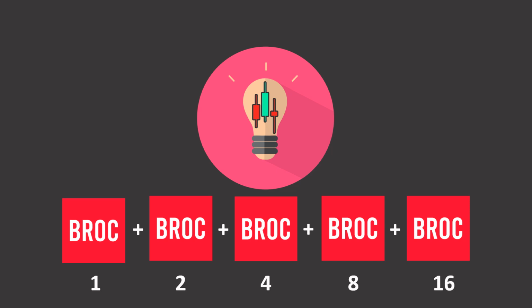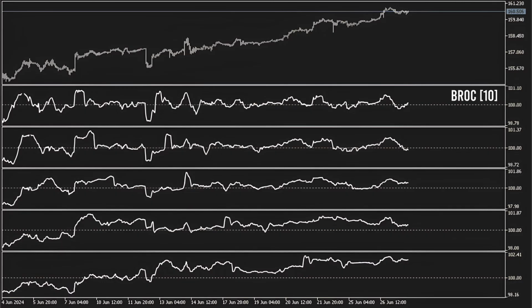The 5 indicators differ from each other in the calculation period, so that the period of each indicator is equal to twice the value of the period before it. For example, if the first Berma Rate of Change period is 10, the second Berma Rate of Change period will be 20. The third Berma Rate of Change period will be 40. The fourth and fifth Berma Rate of Change period will be 80 and 160 candles respectively.